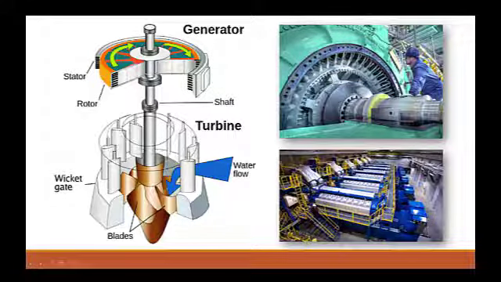Here's a bank of generators. I think there's 1, 2, 3, 4, 5, 6 of them. Here's kind of a close-up, the shaft coming from the turbine and going into the rotor, and the windings are all up in here. And this is still a relatively small generator.